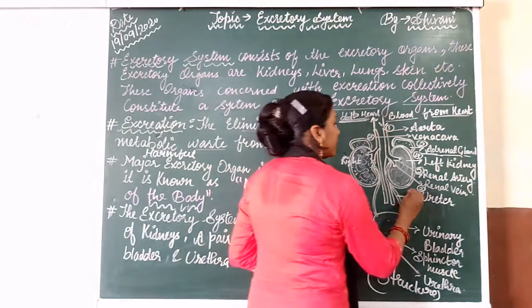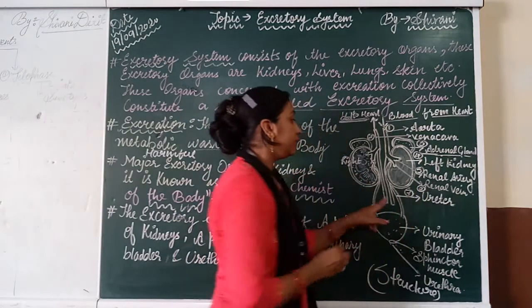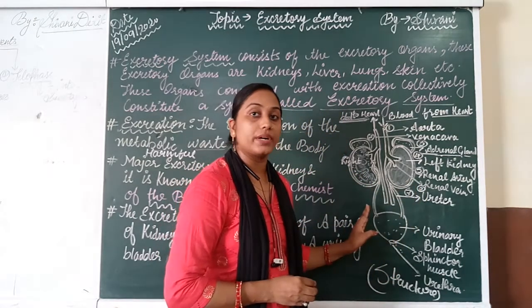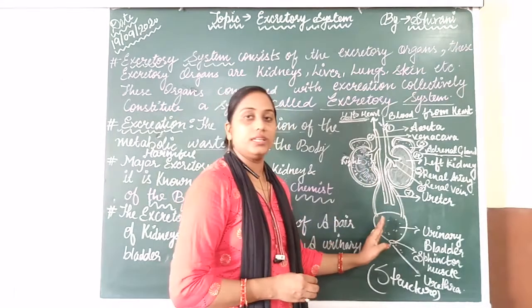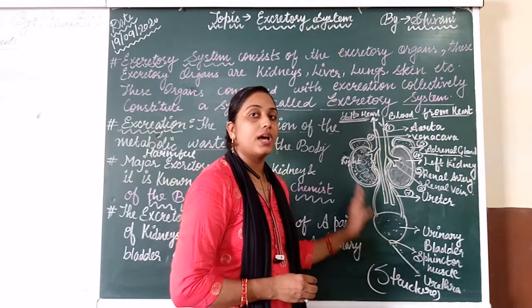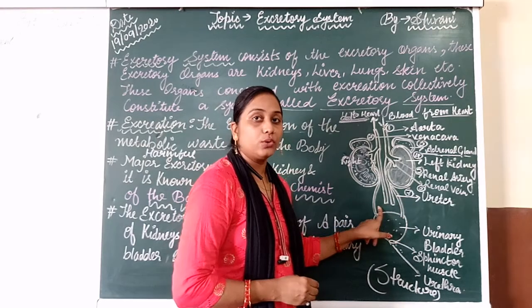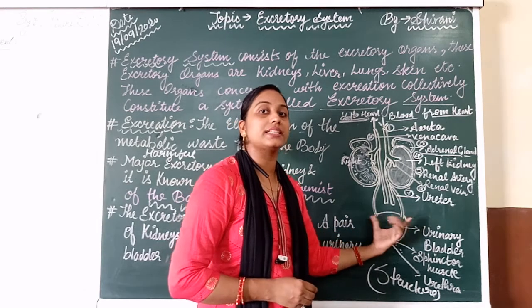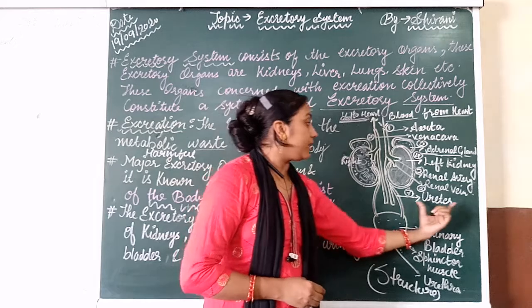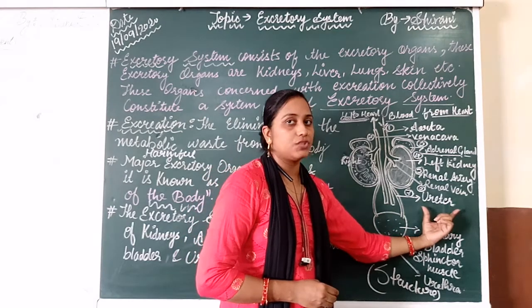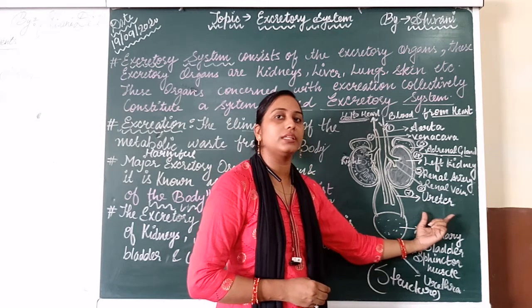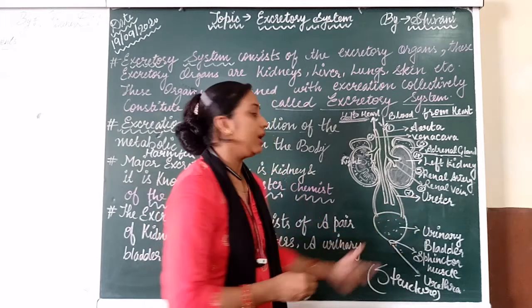The next part is a tube-like structure present below the kidneys. These two parts are in a pair, the right ureter and the left ureter. This is the part that is the ureter. You have to remember that the ureters are in a pair.